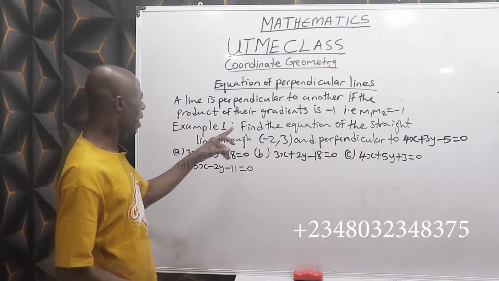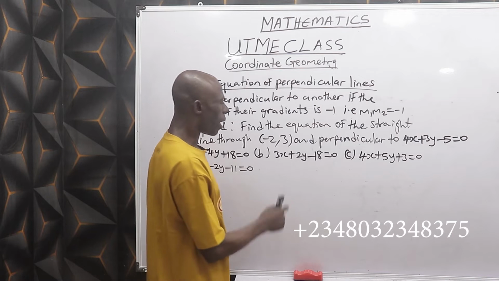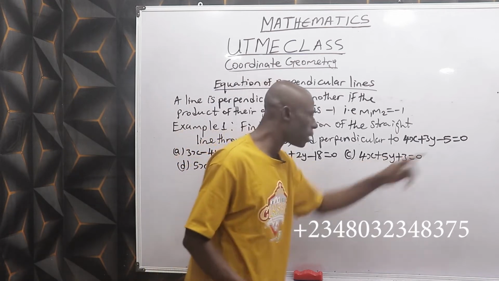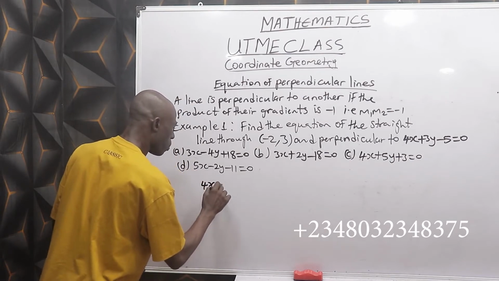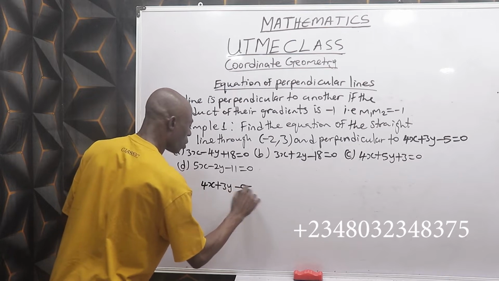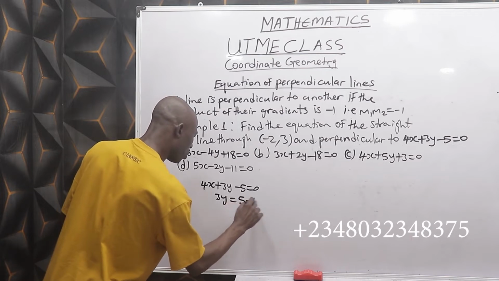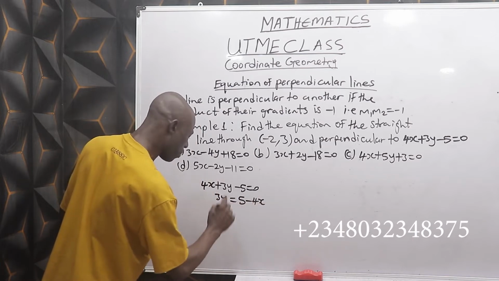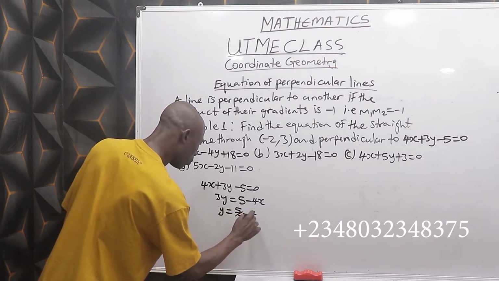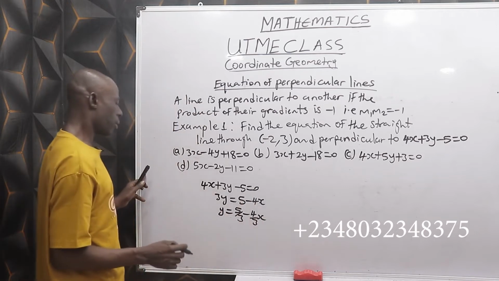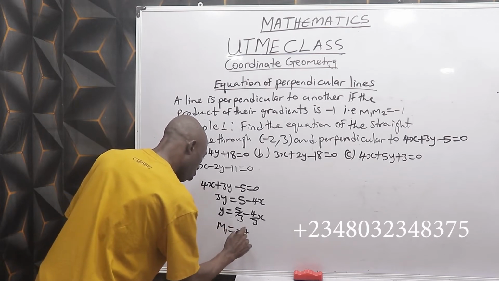Example 1. Find the equation of the straight line through (-2, 3) and perpendicular to this. The given equation is 4x plus 3y minus 5 equals 0. Let's find the gradient of this. 3y equals 5 minus 4x. Dividing each term by 3, we have y equals 5 over 3 minus 4 over 3 x. So the gradient here, M1, is minus 4 over 3.